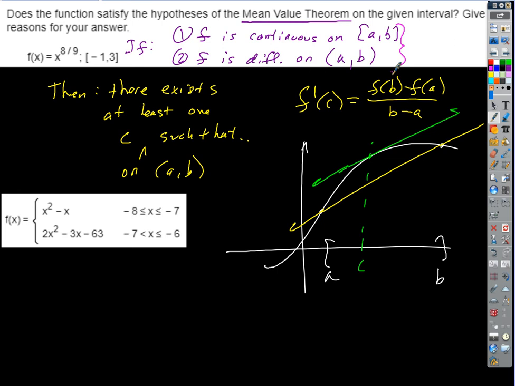Continuous means I can graph the whole thing without picking my pen up off the board, but if it also has to be differentiable, what can it not have? Sharp corners, right? So it's got to be smooth. We say that these two conditions combined, continuity and differentiability, we just call smoothness in math. Just so you've heard it.